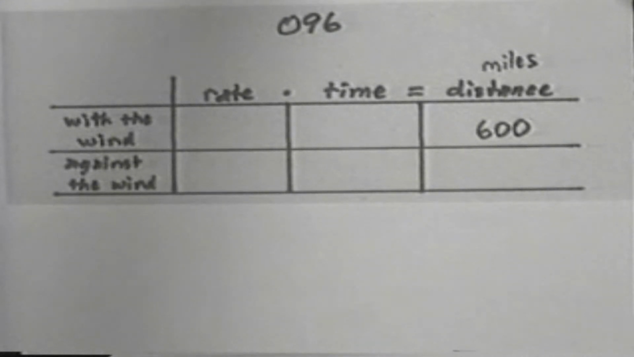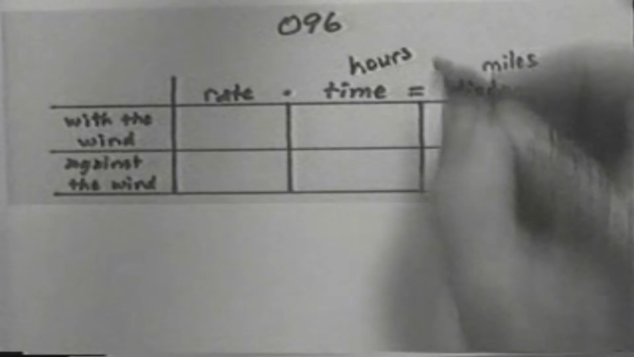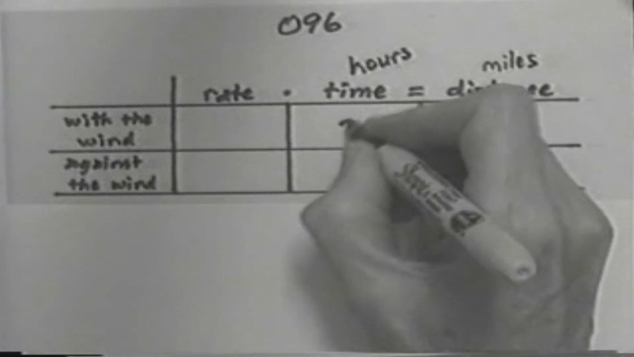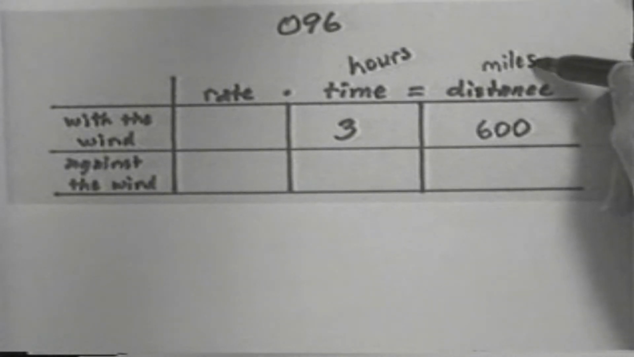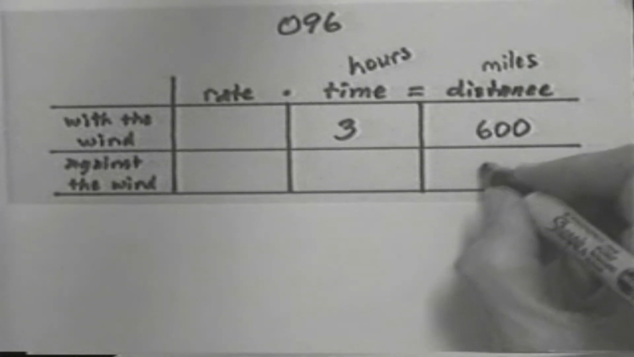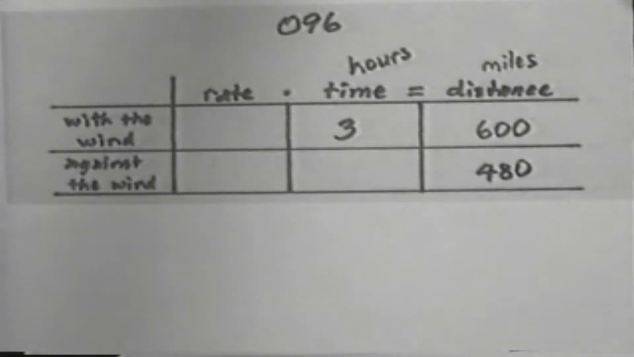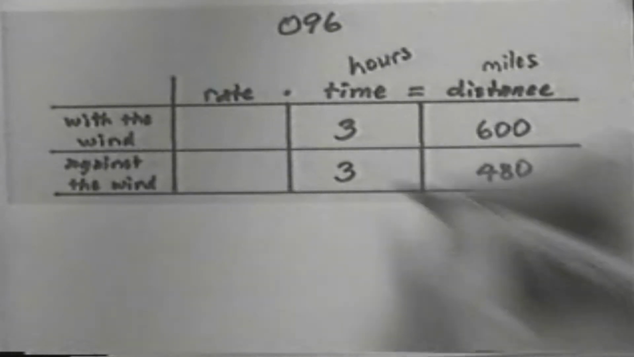The next number is 3. That's in hours. Hours is the unit of time. Flying with the wind, it takes 3 hours. The next number we're given is 480. 480 is miles. That's the distance. And it says that's for against the wind, so the distance against the wind is 480. We're told that the 480 is in the same amount of time. That means that the 480 is for a time of 3 hours also.